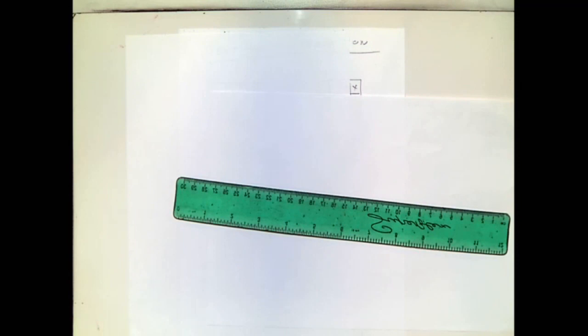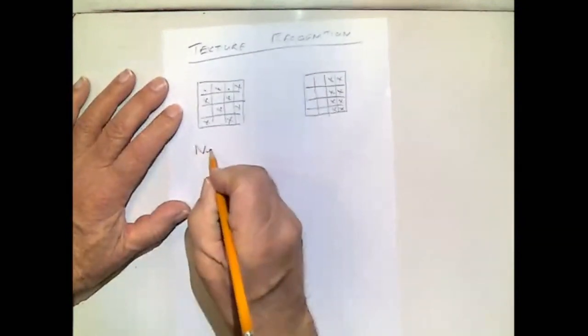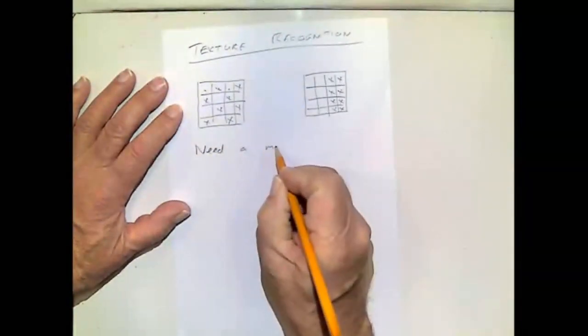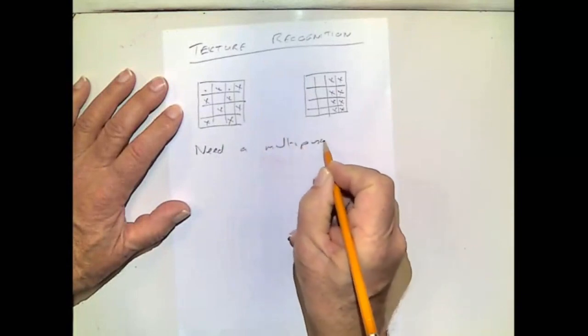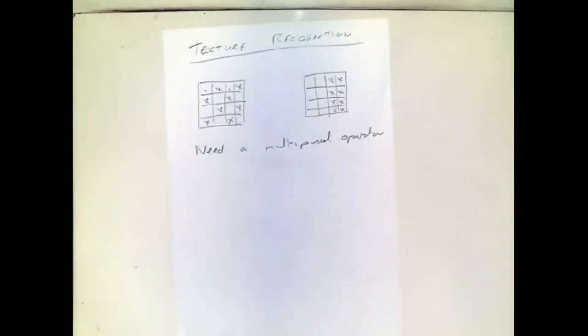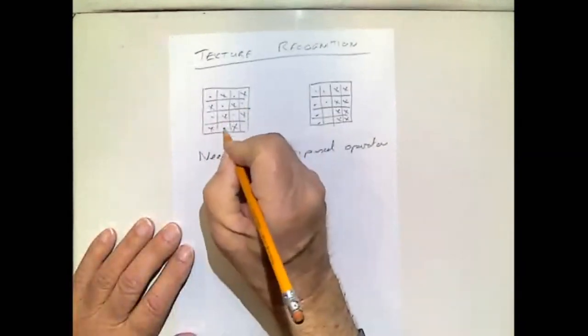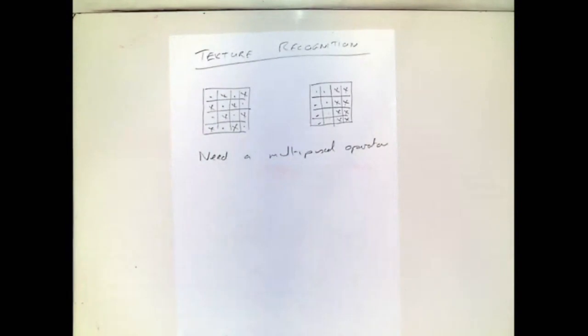So we need a multi-pixel operator. And the simplest multi, yes, are those dots only in the first? The notes, yes. Oh, okay. I see. Right, binary. And the simplest multi-pixel operator is a 2-pixel operator.